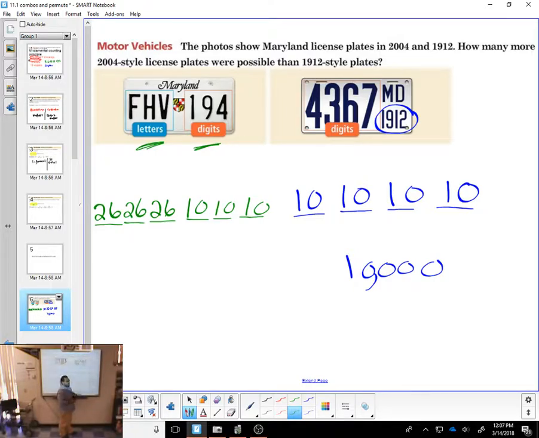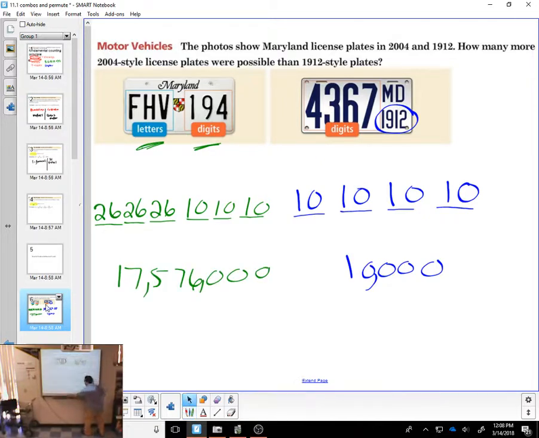Well, we're not even using a calculator. What we're doing is we're just figuring out, we're using the fundamental counting principle. I know that I can have 26 different letters here, 26 there, correct? And then 10, 10, 10. So here's what I ended up with: 17,576,000. That is a lot more, isn't it?